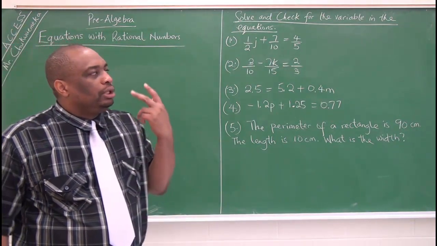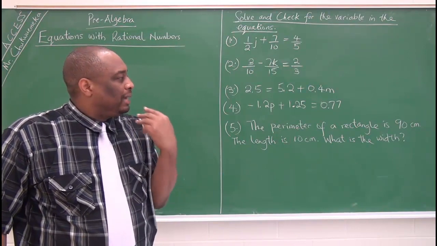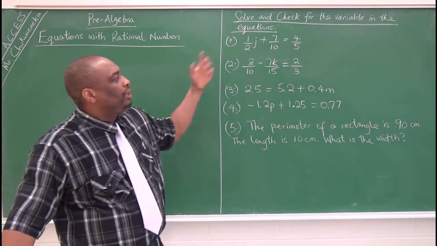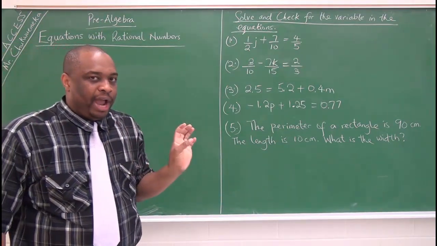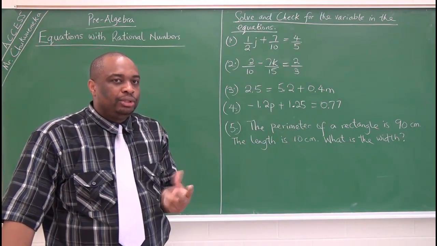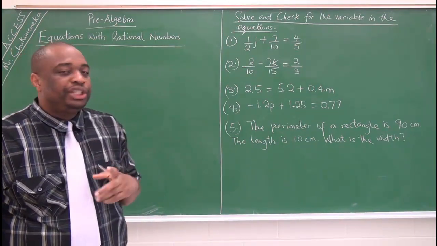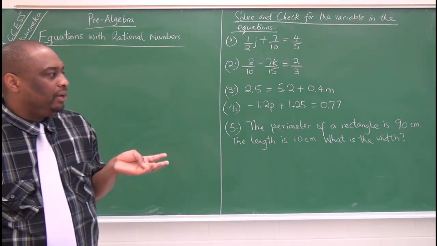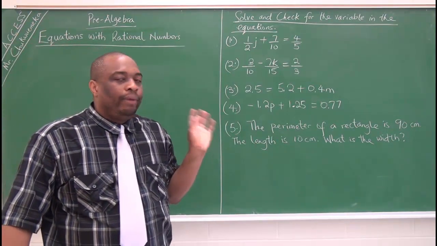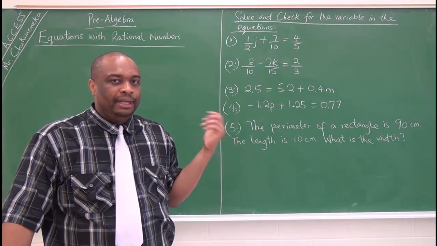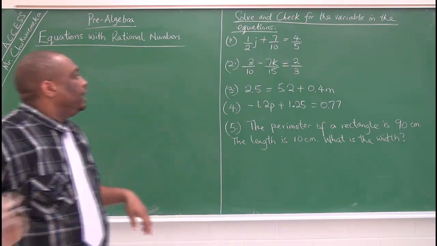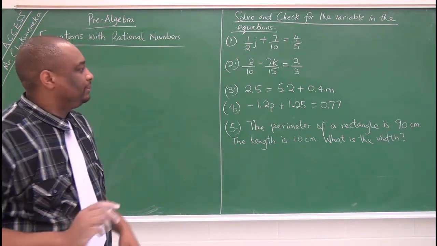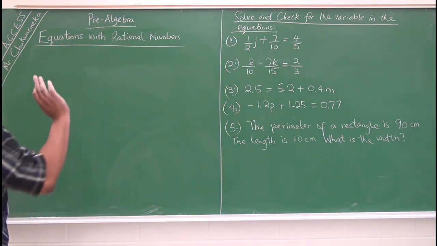So we are going to look at doing at least three things in this video. The first thing we want to do is solve equations with rational numbers by clearing the fractions. The second thing is to solve equations with rational numbers by clearing the decimals. And the third thing is to solve real-world problems involving equations with rational numbers. This is based on the Alabama Course of Study standards. So now let's start.